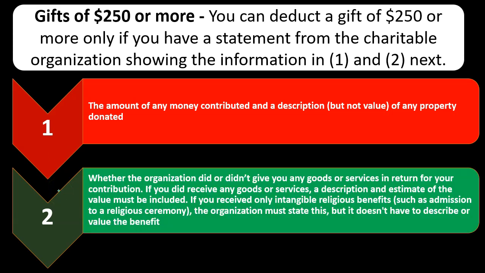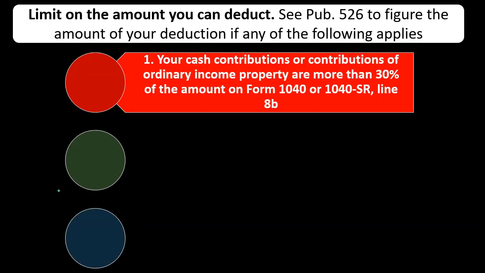Number two, whether the organization did or didn't give you any goods or services in return for your contribution. If you did receive any goods or services, a description and estimate of the value must be included. So if you gave and you got something in return, then again, we have that situation where at least part of it seems like a normal kind of trade transaction. If you receive only intangible religious benefits, such as admission to a religious ceremony, the organization must state this, but it doesn't have to describe or value the benefit.